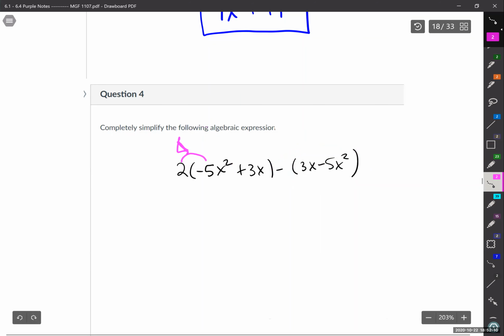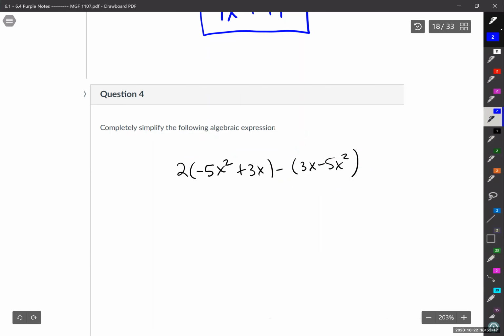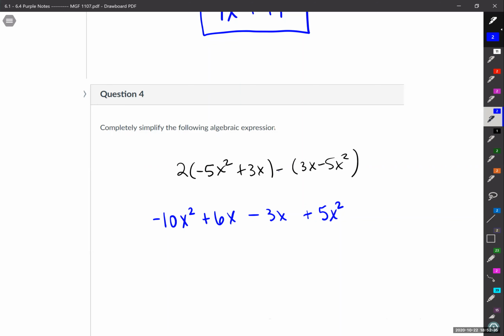We're going to say, okay, the 2 times everything in the first group, distribute the minus. So we get a negative 10x squared plus 6x minus 3x. Minus a negative becomes a positive. Okay. Now that we've got to that simplified term, you combine like terms. Remember, we should treat x squareds as distinctly different from x terms.